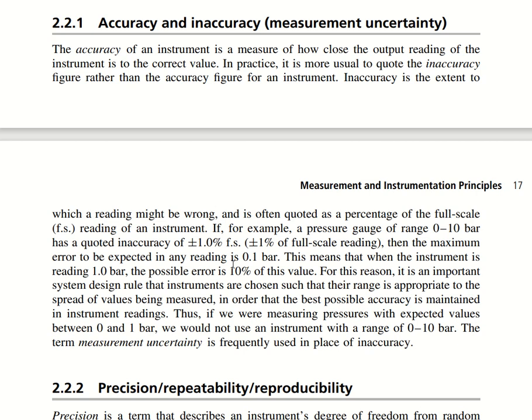For this reason, it is an important system design rule that instruments are chosen such that the range is appropriate to the spread of values being measured, so that the best possible accuracy is maintained in instrument readings. Thus, if we were measuring pressure with expected values between 0 and 1 bar, we would not use an instrument with a range of 0 to 10 bar, right? The term measurement uncertainty is frequently used in place of inaccuracy.